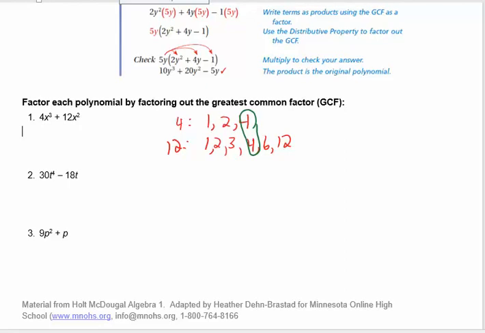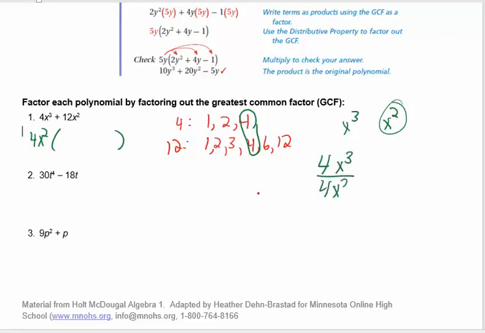So we know the number part is going to be the 4. Now we look at the x's. We have an x cubed and an x squared. They're both x's, so that's nice. Take the smaller exponent, x squared. So our greatest common factor is 4x squared. Now, what will go inside the parentheses is what you get if you take the first term, 4x cubed, divided by 4x squared, and the second term also divided by their greatest common factor.